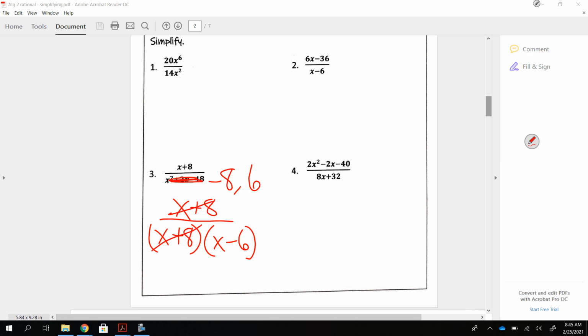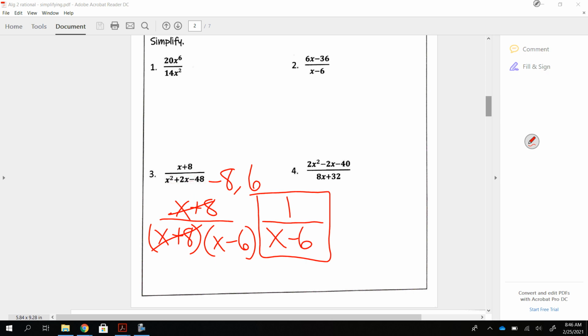And we are left with, on the bottom, please don't write it as just x minus 6. It's going to be x minus 6 down below with a 1 on top. Please don't write your answer as x minus 6. It's on the denominator for a reason, so your final answer is 1 over x minus 6. All right?